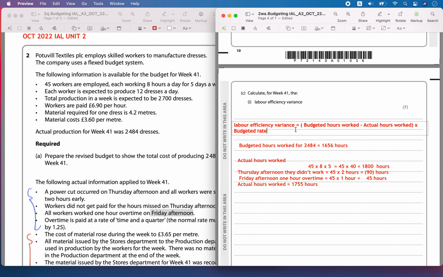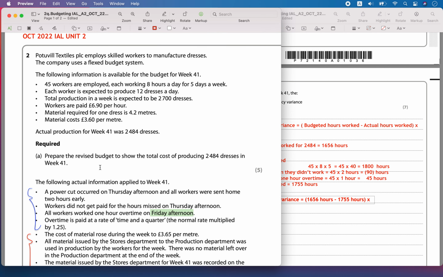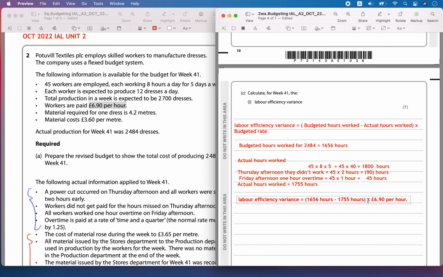Now this is going to cause an efficiency variance. So let's calculate the labor efficiency variance. That is going to be equal to the budgeted hours, 1656 hours, minus the 1755 hours they worked, times the budgeted rate. The workers were paid 6.9 pounds per hour.